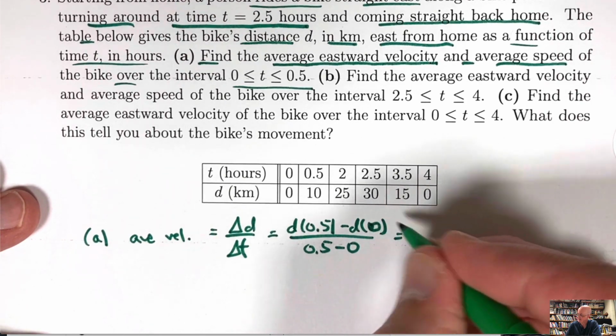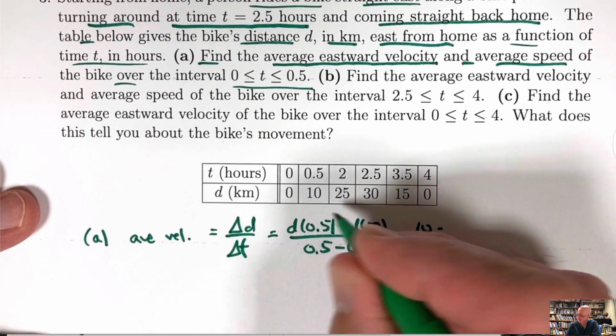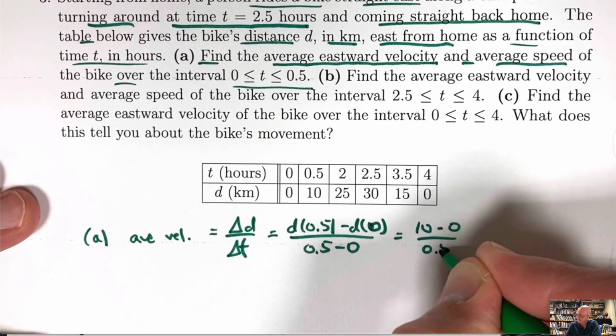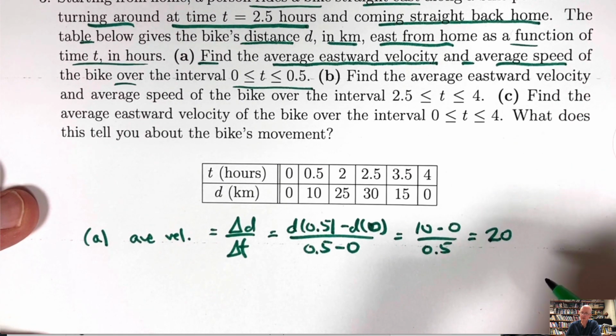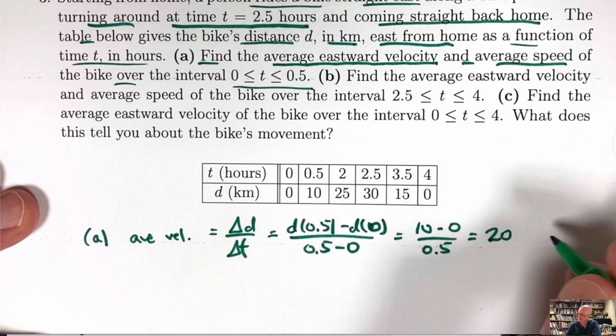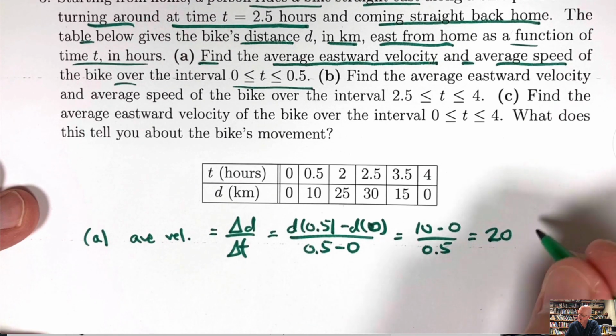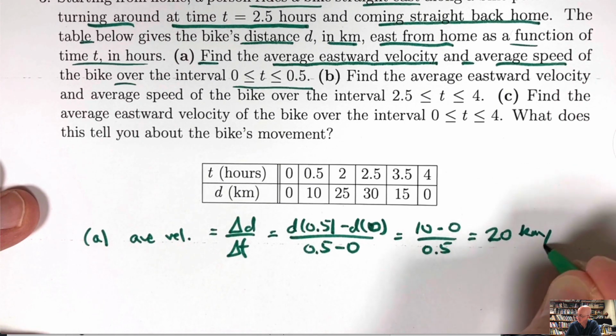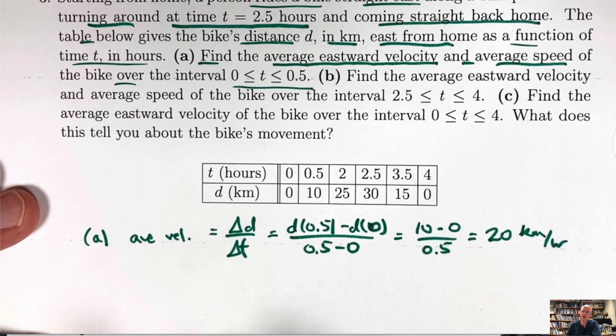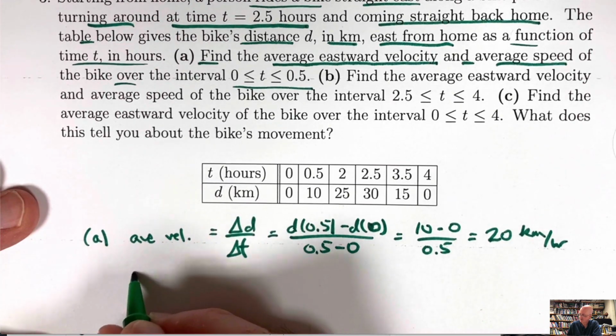D of 0.5 is 10. D of 0 is 0. 10 divided by 0.5 is 20. What are the units? We do have units in this problem, so the average velocity from time 0 to time 0.5, which would be half an hour, is 20 kilometers per hour. Does that mean you're going 20 kilometers per hour the entire time? Not necessarily, okay? In all likelihood, not. That's your average velocity. Graphically, if I drew a graph, which I won't bother doing, it would be the slope of a secant line.